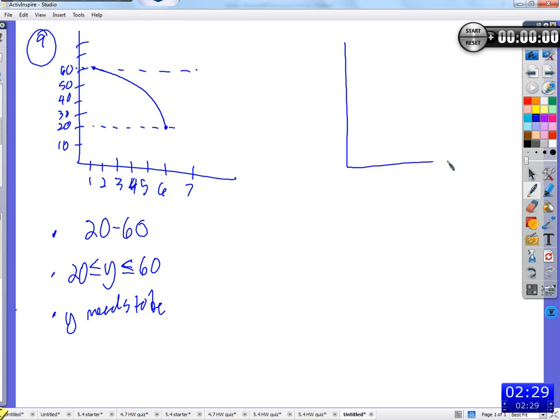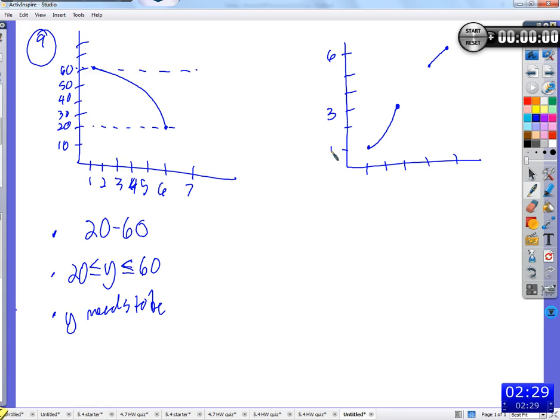If we had something like this, that's 6, and our function goes from here to there, and then from here to there. What would be the range of this function? From 1 to 3 and 5 to 6.